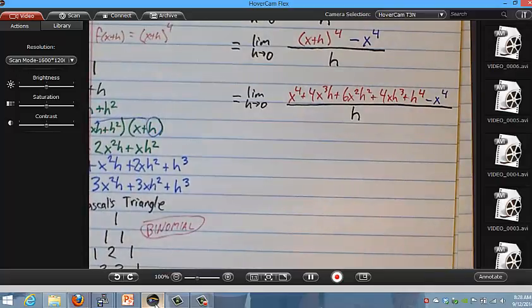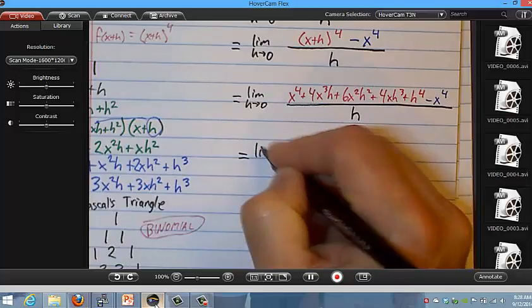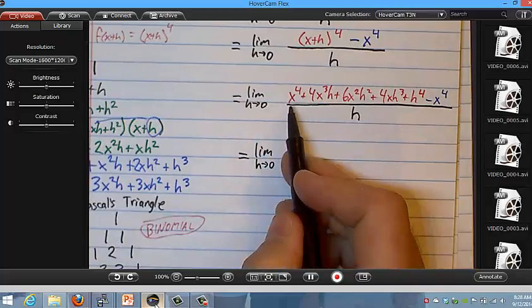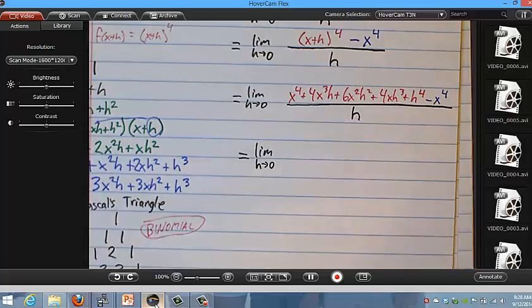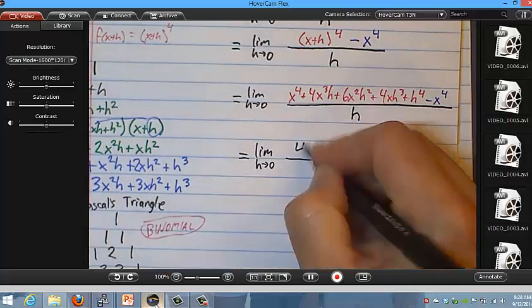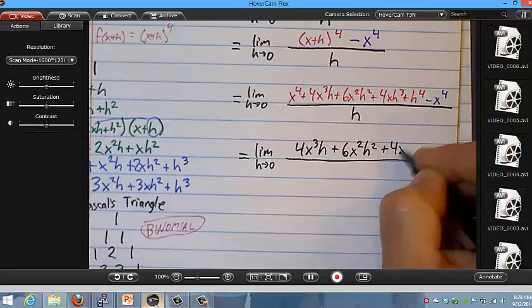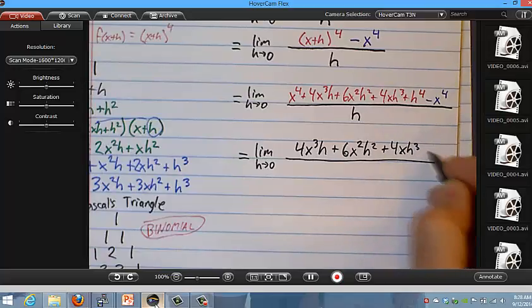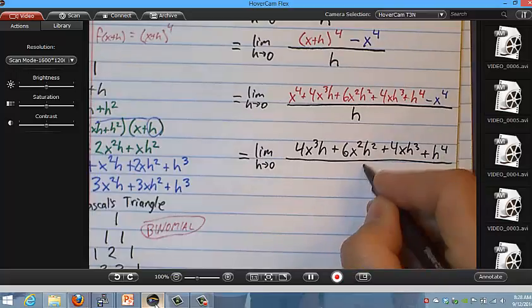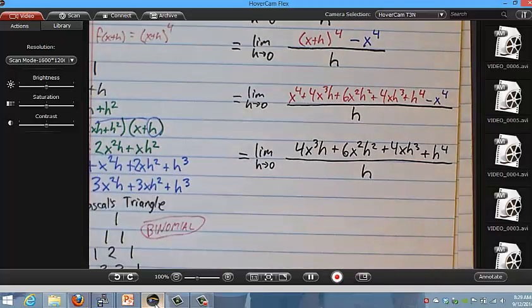Do you see anything I can simplify? The x to the fourth, that's right. We're adding it here, we're subtracting it there. So let me write out what we have now. We now have 4x cubed h plus 6x squared h squared plus 4xh cubed plus h to the fourth all over h. All right? What's that? We can take out some h's, right? Now, the mad slasher inside my algebra students wants to just take that h and cancel them, but you can't, right? You need to factor out an h first.